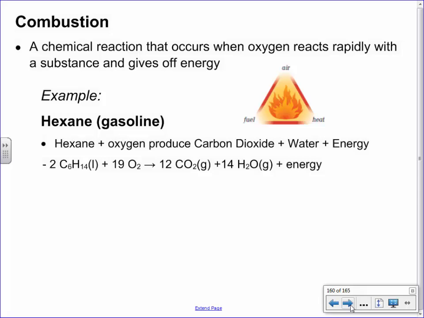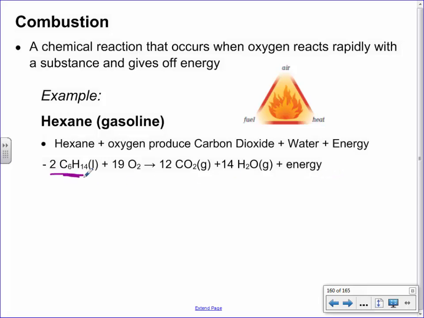And I have this little triangle thing here. Have you guys seen this before at some point? In order to light something on fire, you need a fuel, you need heat, and you need air. Right? That's how you light a torch. That's how you light your barbecue. That's how the engine in your car combusts fuel. Okay? So this would be a really good example of a combustion reaction.